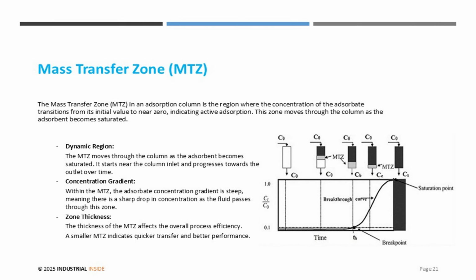The mass transfer zone, or MTZ, is where active adsorption happens in a column. It's the region where the adsorbate concentration drops sharply, from high to nearly zero. As the adsorbent saturates, the MTZ moves from the inlet to the outlet. A thinner MTZ means faster mass transfer and better adsorption efficiency.